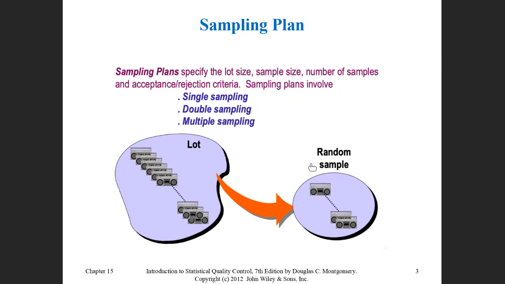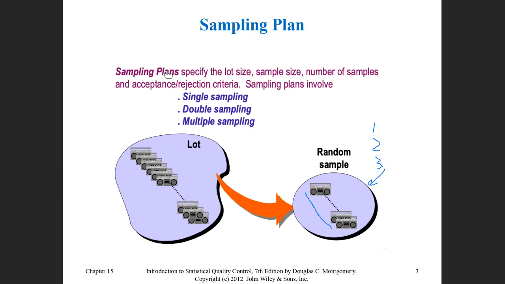The sample size is the number of items you are going to examine out of the batch. The number of samples is how many of those you are going to do. For example, 1 sample or 2 samples or 3 samples. The sample size is for each sample how many items you are going to collect out of the population.